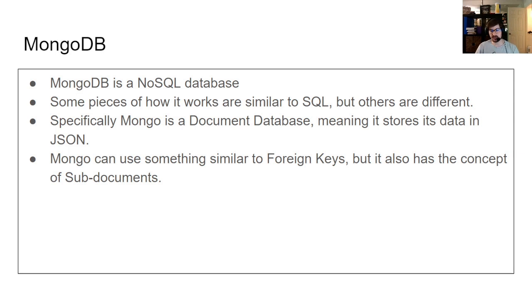so they can't really be called relational. Some pieces of how Mongo works are kind of similar to SQL, and some of the concepts are similar. For example, there's the ability to read or write or update or delete, but the way we go about that is a little different. Mongo is a document database, meaning it stores its data not as a row, but as a document, an actual JSON document, though it uses a binary format.